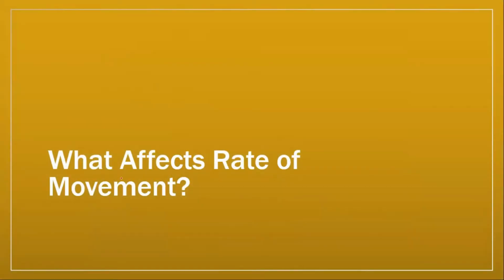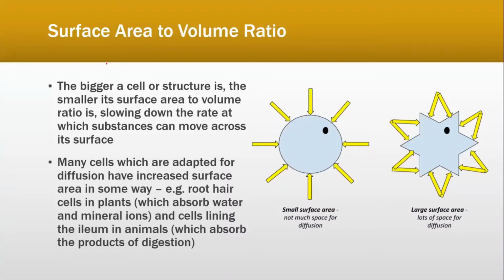Now we'll be discussing what affects the rate of movement. We have different factors that can affect the rate of movement into and out of the cells. The first one is the surface area to volume ratio. The bigger a cell or structure is, the smaller its surface area to volume ratio is, slowing down the rate at which substances can move across its surface.